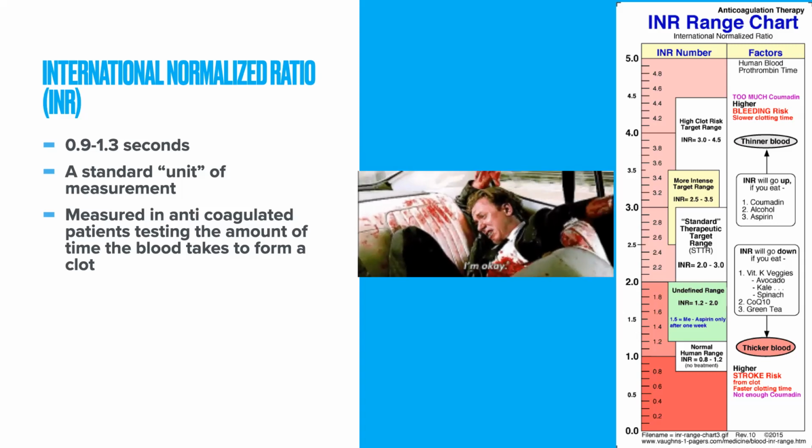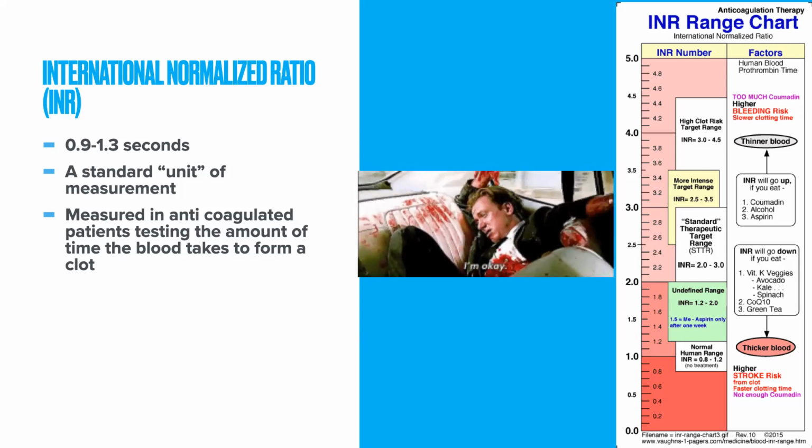INR will go up if you eat or consume Coumadin, alcohol, or aspirin. And it's going to go down if you eat lots of vitamin K with veggies, avocado, kale, spinach, and then green tea. So even in our day-to-day, what we ingest, whether it be a medication or not, we can actually adjust how long our clotting time is.